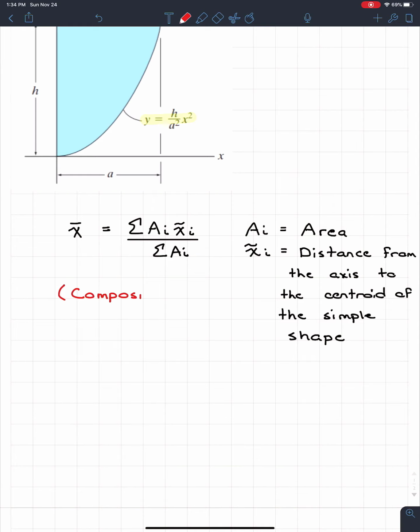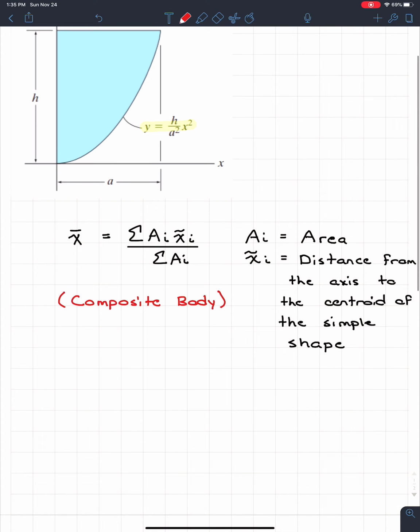You don't want to use this one for a question like this. It will not work. So this is for composite body. And again, we're going to talk about this a lot in the next video, so don't worry about this too much. But as you guys can see, the area, well, we know how to find the area of simple shapes.